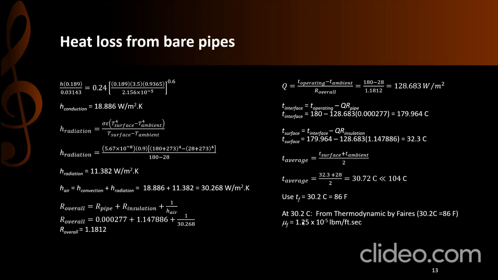So at 30.2 C from thermodynamics by Peirce, 30.2 C is 86 Fahrenheit. Mu sub F is 1.25 times 10 exponent negative 5 pound mass per foot second. Convert that to SI.